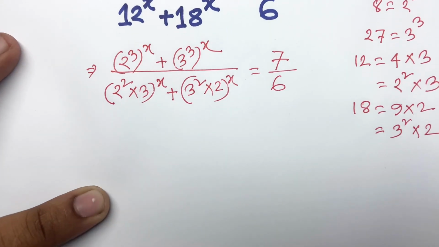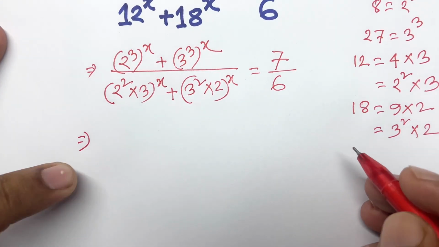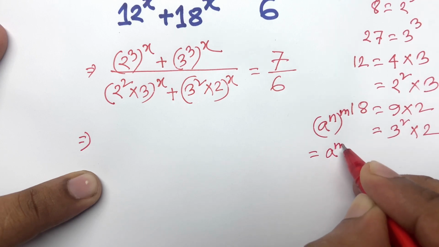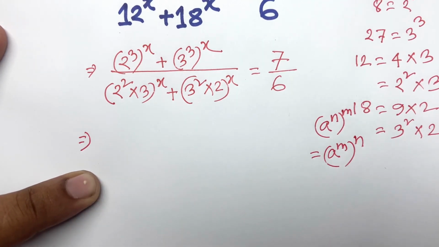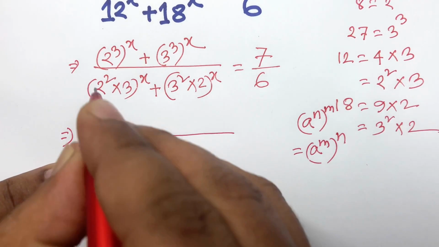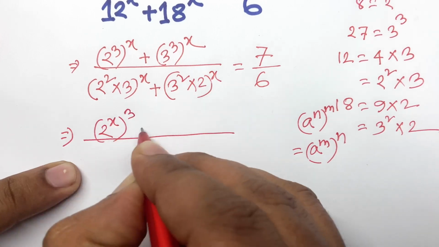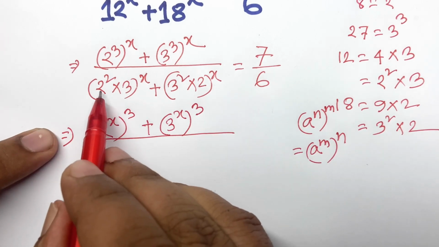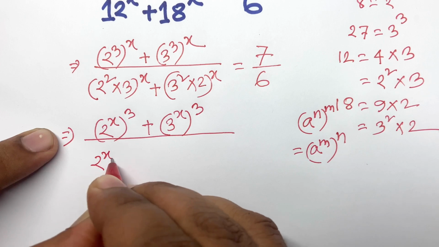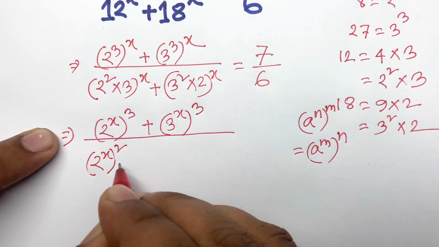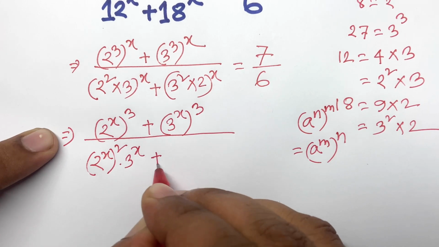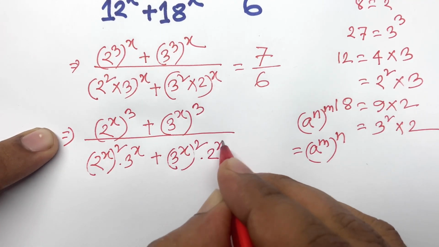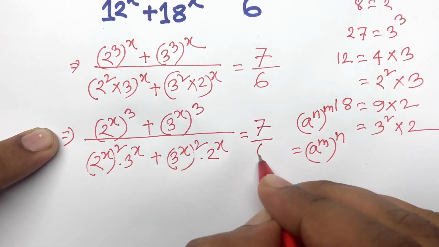Now, according to exponential rules, we know that (a^n)^m equals a^(mn). I follow this formula in this line. Now we get (2^x)^3 plus (3^x)^3. Here is 2^(2x), so I can say easily (2^x)^2 times 3^x plus (3^x)^2 times 2^x, equal to this fraction 7 over 6.